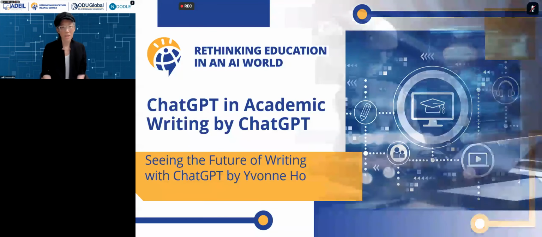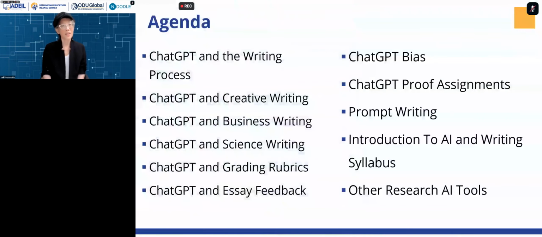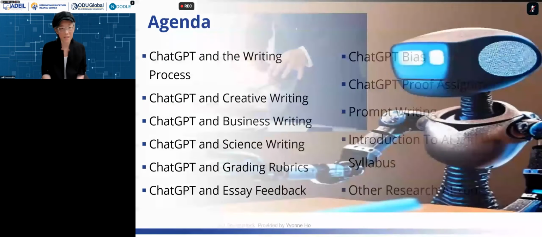Okay, so ChatGPT came on the scene, and today I'm going to talk about ChatGPT and the writing process, and how ChatGPT is used in creative writing, business writing, science writing, grading rubrics, essay feedback, and how ChatGPT has bias, and then how some teachers want to ChatGPT proof their assignments while other teachers want to embrace ChatGPT. And then I will talk about other AI tools.